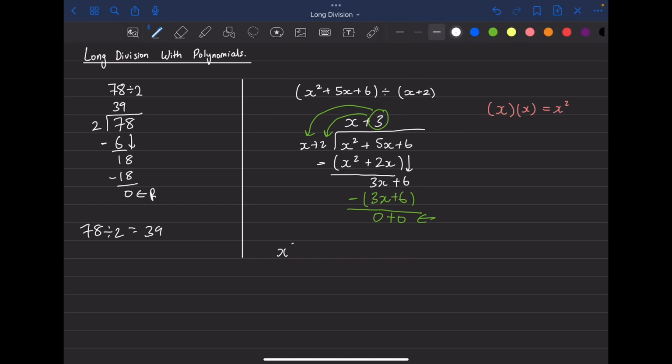So x squared plus 5x plus 6 divided by x plus 2 is equal to x plus 3. Once again, just look at the answer that is up here. This is the quotient, it is the answer.